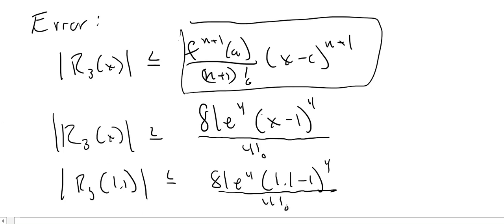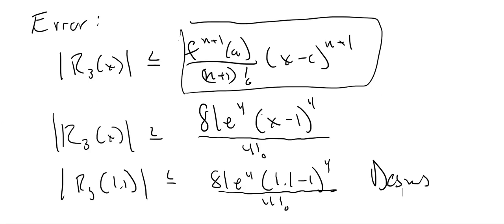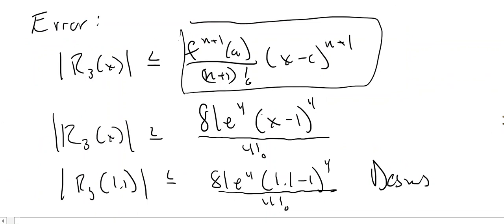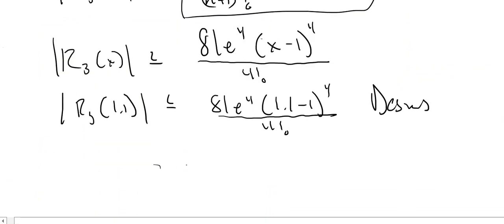And let's do that in Desmos as well. And going back to Desmos, I put that in down here. We have 81e to the fourth, x minus 1 to the fourth over 4 factorial. Then I evaluated that at 1.1. And the error or the remainder is 0.0184. So it's going to be less than 0.0184.